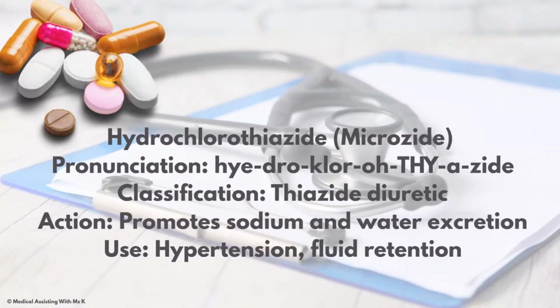Hydrochlorothiazide. Now, you may look at this one and say, what? Hydrochlorothiazide? I'm only used to saying it because being in cardiology, we have so many patients that come in that are on that. But another name we say is HCTZ. So that's how we kind of shorten it up, HCTZ. The brand name is Microzide. It's also a diuretic, which promotes sodium and water excretion. It is used for patients with hypertension and fluid retention.